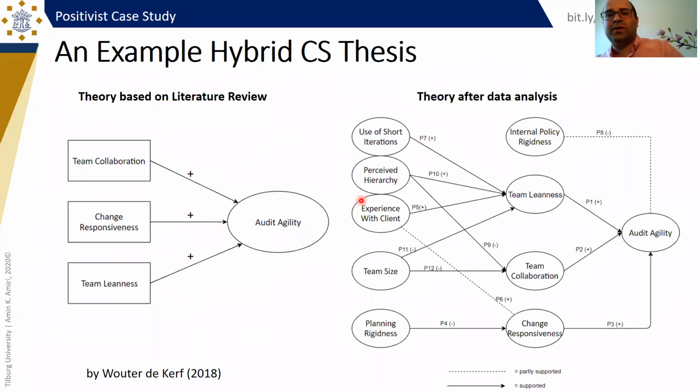You see, this is what Wouter did, one of my students. He has found these antecedents, but for audit agility, he didn't find anything. So what he did was he went for a hybrid. He has found some antecedents of teamliness, team collaboration, and responsiveness. Some of them were partly supported, but he was also able to find one new construct as an antecedent of audit agility. So this is the theory after the data analysis.